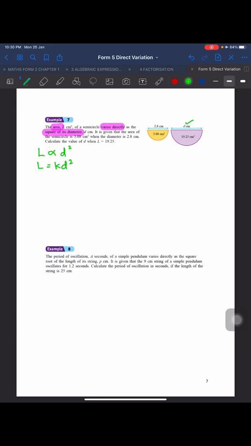Given that L is 3.08 when the diameter is 2.8. So here, calculate the value of k. k equals 3.08 divided by 2.8 squared. So you will get k equals 11 over 28. So we know that L equals 11 over 28 d².